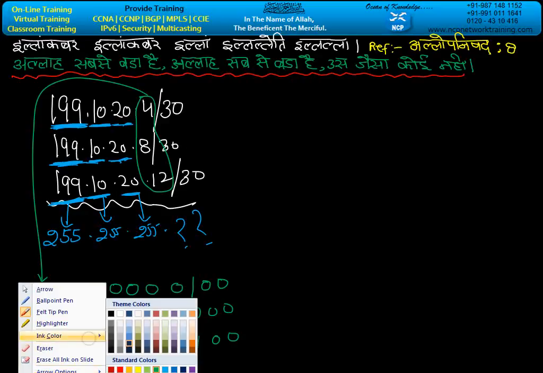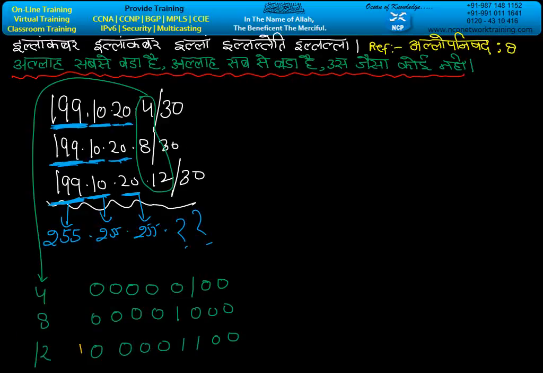Now, how many bits are common from left to right? This bit is common, and the common bit is replaced by 1 in the mask: 1, 1, 1. If all bits are 0, then again we will write the 1 also, because the conversion of the 10 is 0, 0, 0, 0, 1, 0, 1, 0. For each bit we are writing the 1, that's why we are getting the 255.